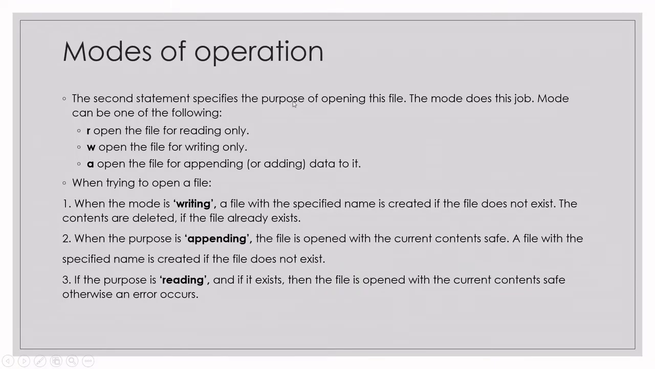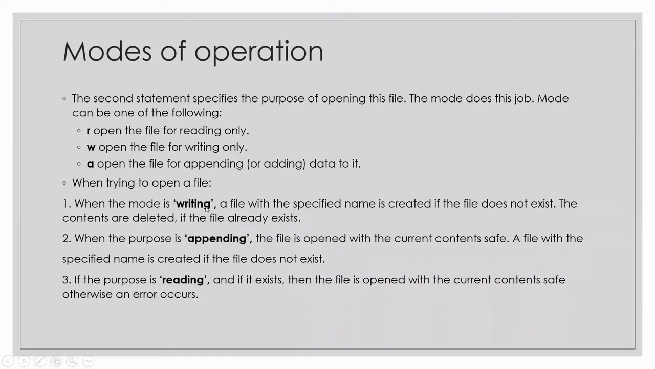Then the second argument gives the purpose of opening a file. It's called mode, and we have three options for mode. One is r for reading only, w for writing only, and a is for appending or adding or modifying the data that already exists in a file.